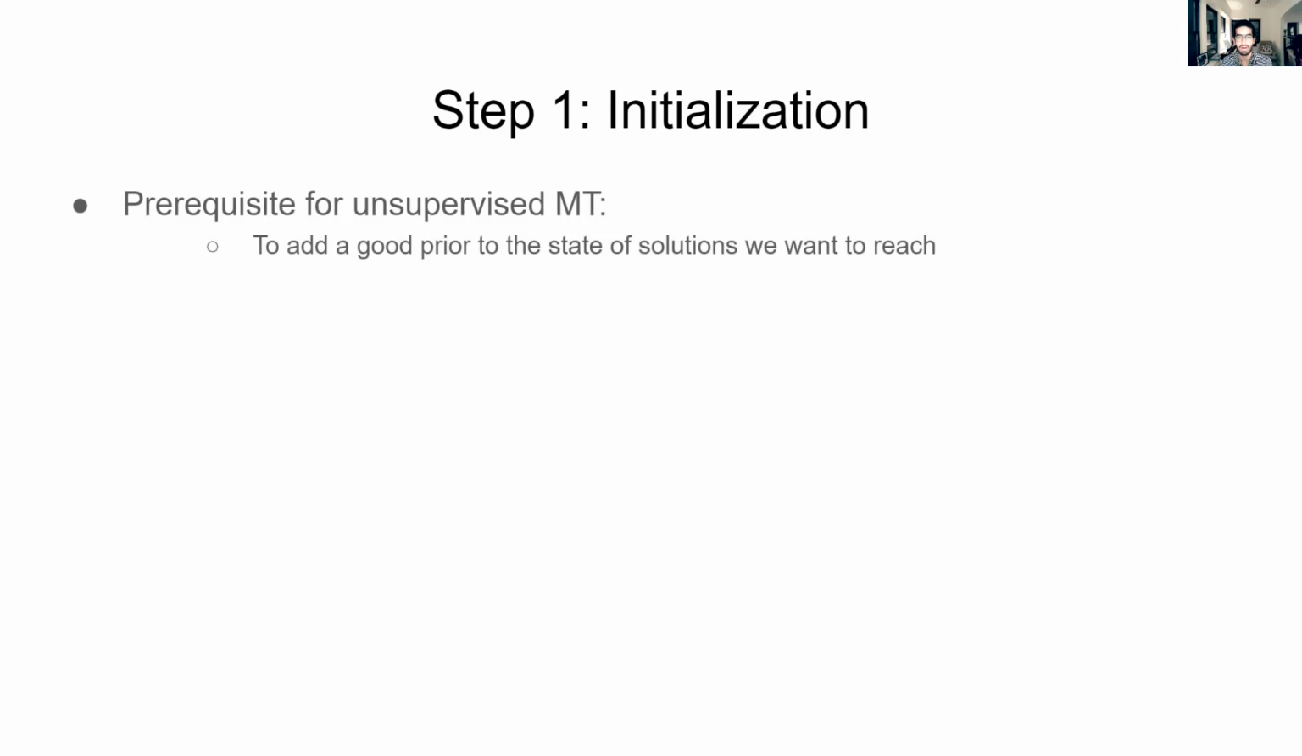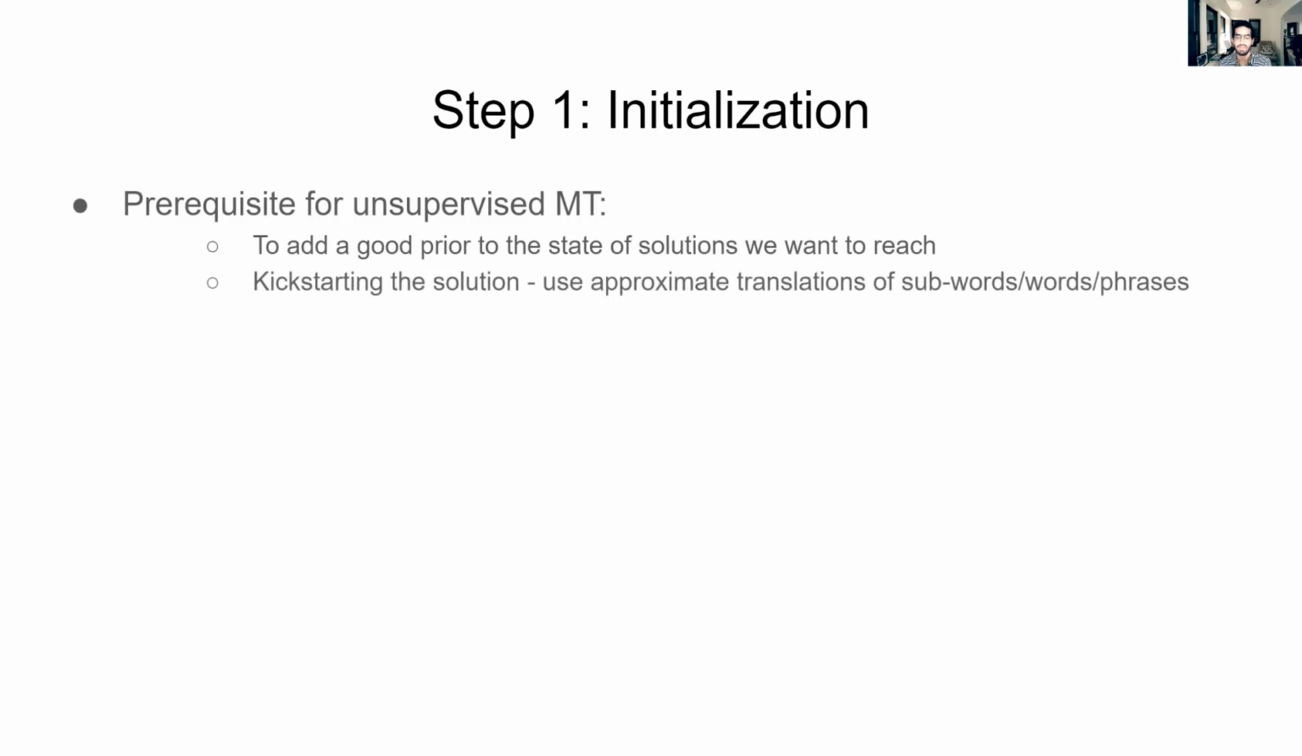To add a good prior to the space of solutions we want to reach, or in other words, to kickstart the solution with an approximate translation of subwords or words or phrases even. If you as a person are given two languages which are unrelated, just looking at two corpora of the two languages, it's very difficult to learn to translate between them. But if say you're given a dictionary, you would be able to do some word level matching and probably figure out how to translate from one language to the other, if not perfectly, but in a rudimentary manner. That's the goal of initialization.